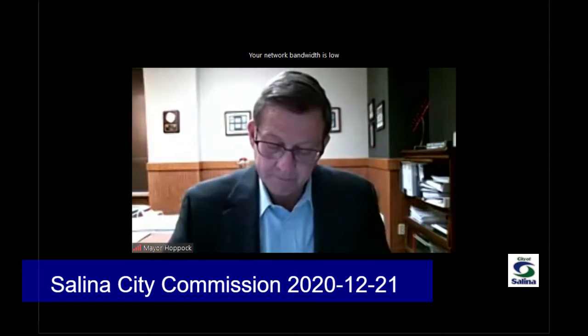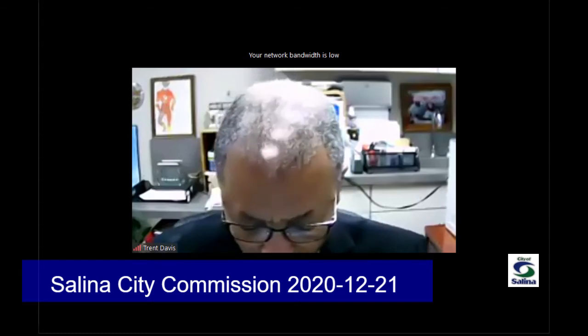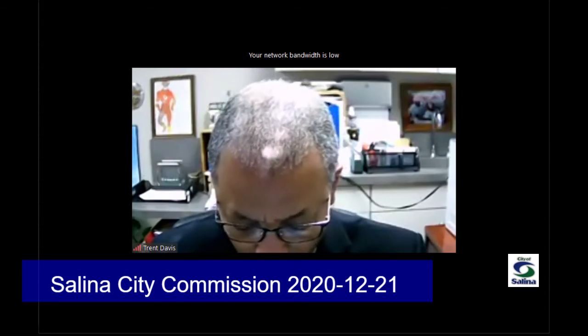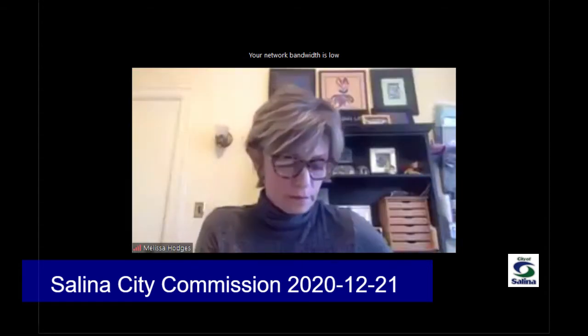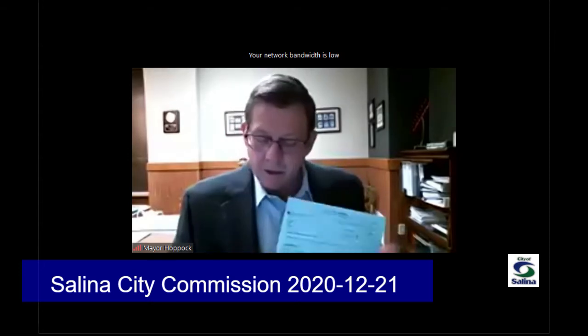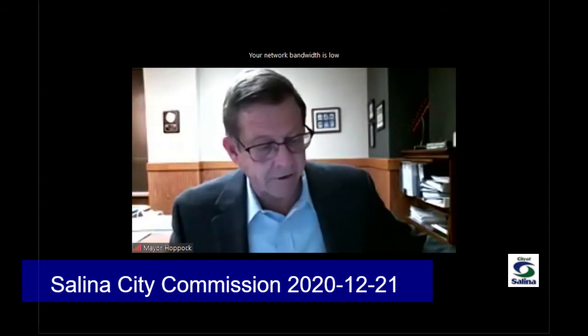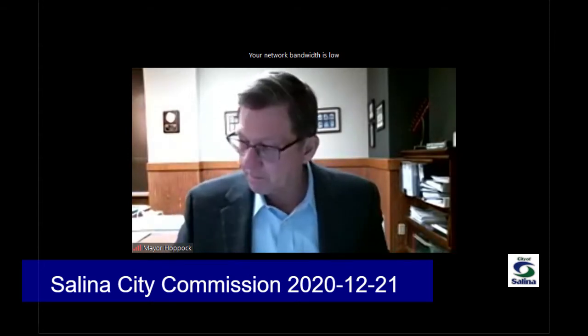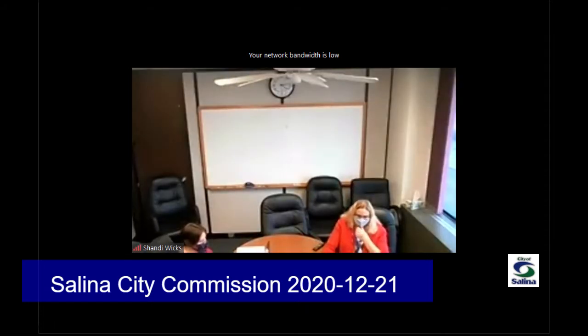Commissioner Davis, Aye. Commissioner Brandt, Aye. Commissioner Hodges, Aye. Commissioner Ryan, Aye. Mayor Hoppick, Aye. That passes 5-0. That will lead us to 7.2. Item 7.2, authorize publication of the notice of budget hearing for the 2021 amended budget.